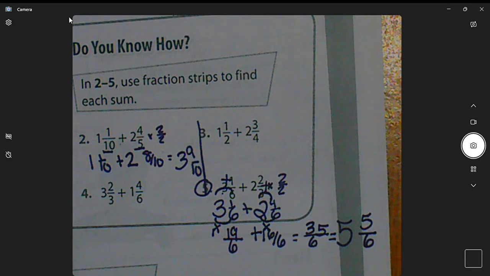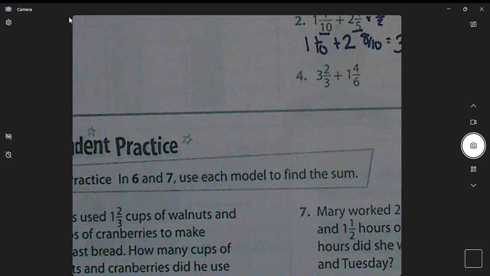Do I need to reduce my answer, or can it stay the same? It can stay the same. It's good. Let's look at a word problem. Ooh, big scary word problems, but we're not scared of them. Number 6.